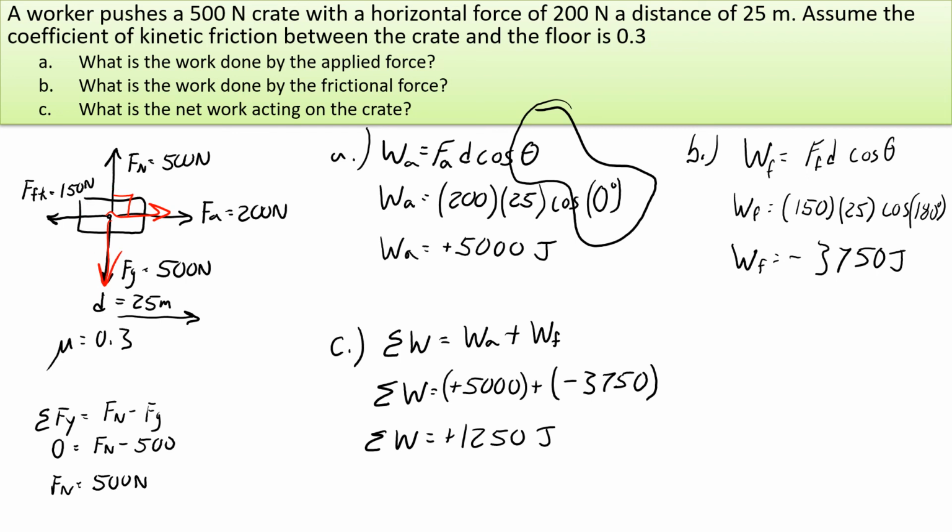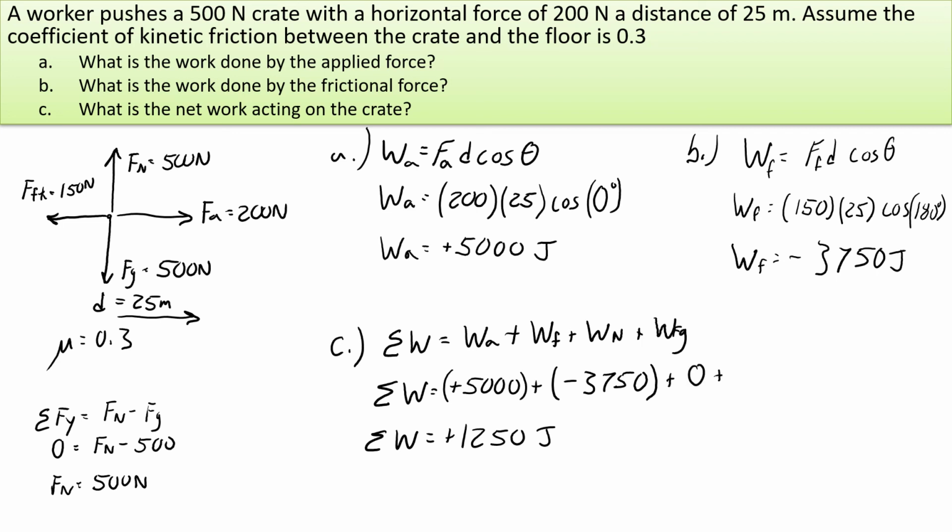So in that little example we did before, a few slides ago, we saw why those were equal to 0 joules. So yeah, the net work you could also write over here, plus the work done by the normal force, plus the work done by the weight, Fg. But that's really plus 0 joules plus 0 joules. So that's another thing to think about as well. Pretty interesting.